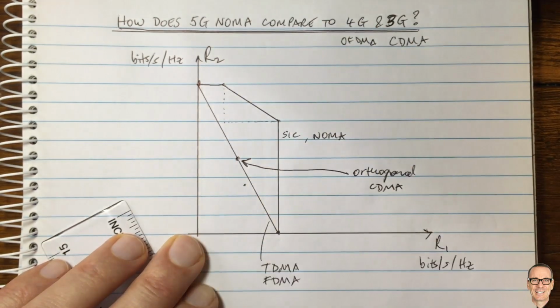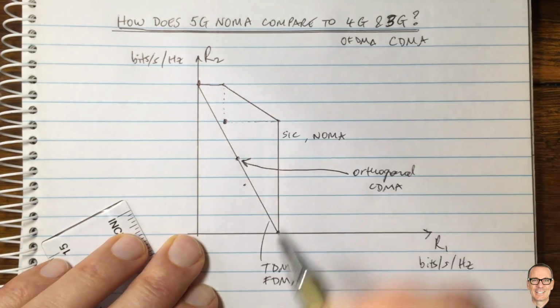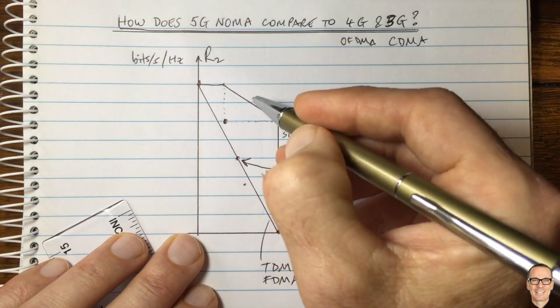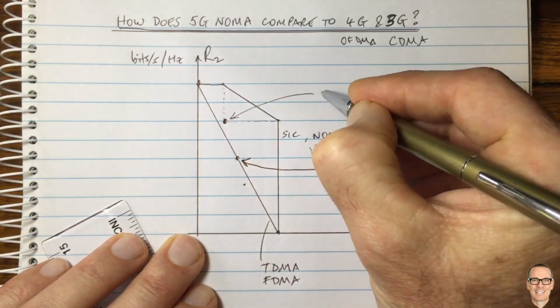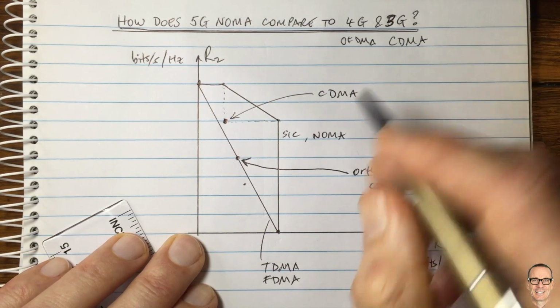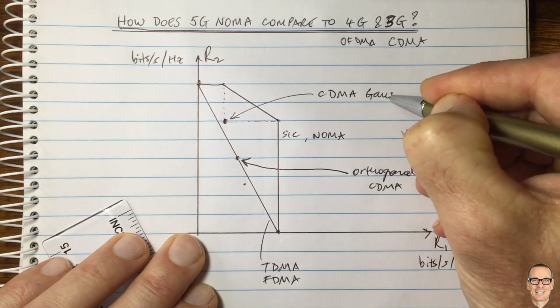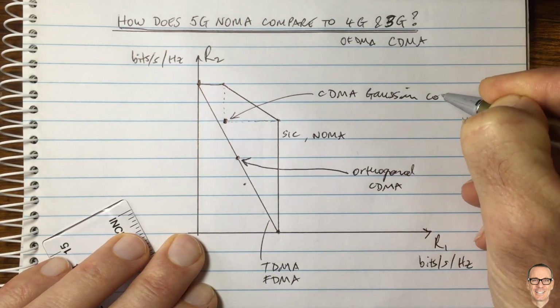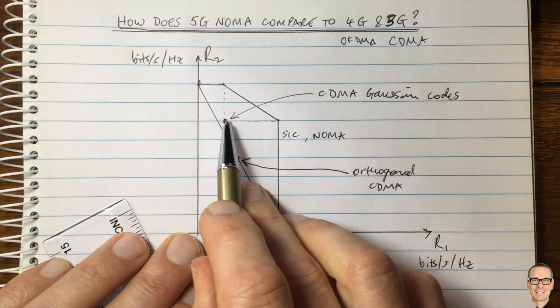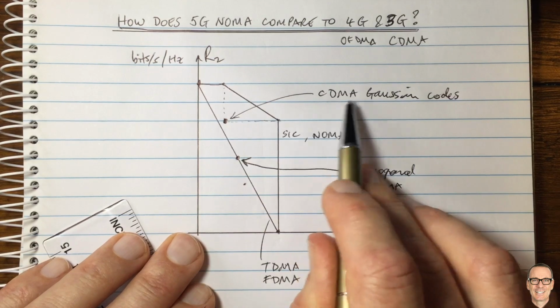And where do you achieve? It turns out you achieve this point here. So why is it that you achieve this point here? So this is CDMA with Gaussian codes. Now this is the actual information theory best that you can achieve with CDMA.